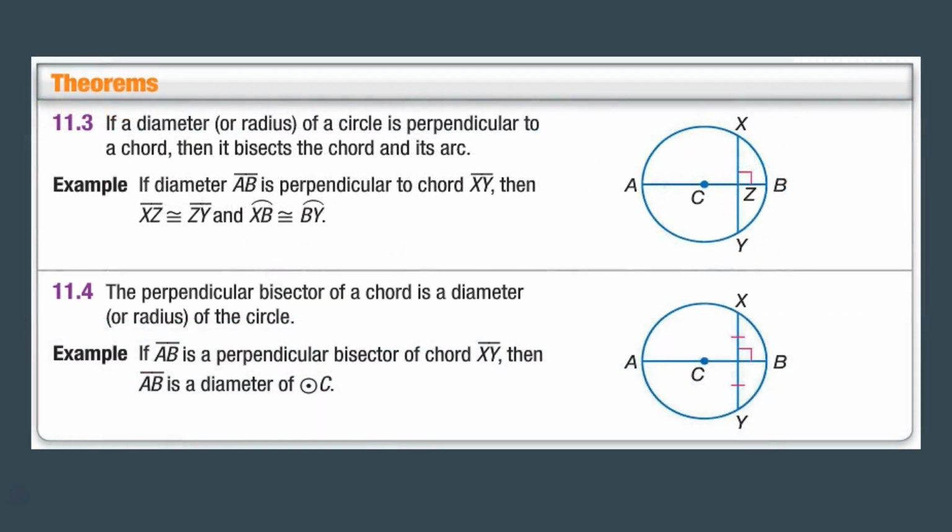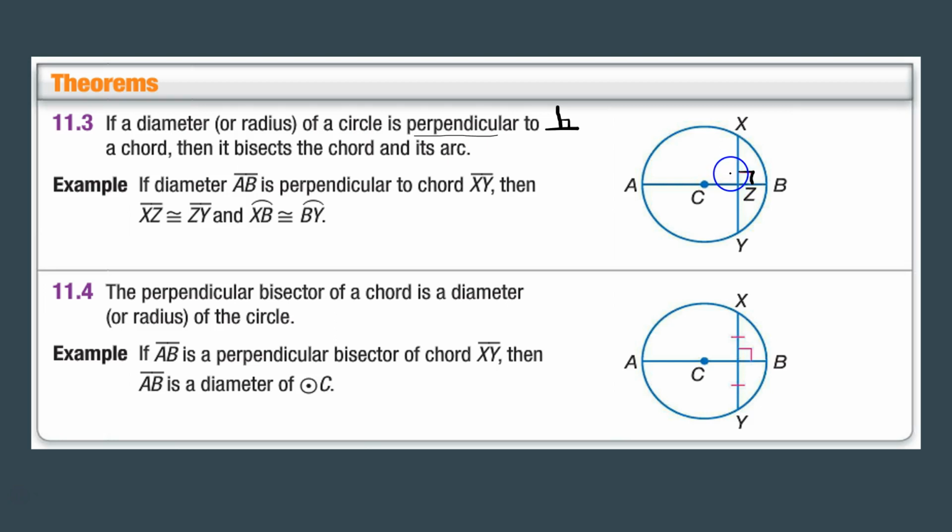Next thing we have is if a diameter or a radius of a circle is perpendicular to a chord, then it bisects the chord and its arc. Remember, perpendicular means that it's forming that 90-degree angle. So we're saying if diameter AB, this one right here, is perpendicular to the chord XY, and because of that, we know that forms that 90-degree angle, first of all.